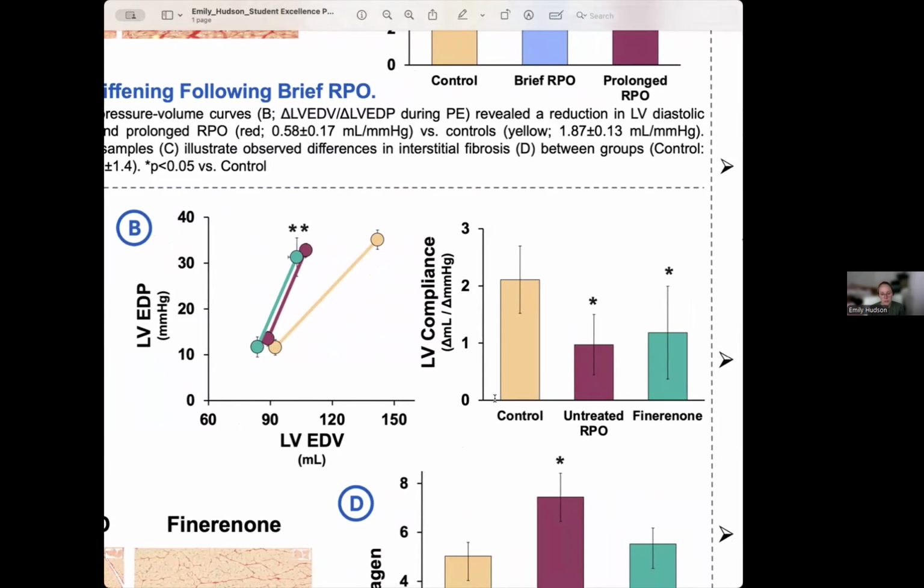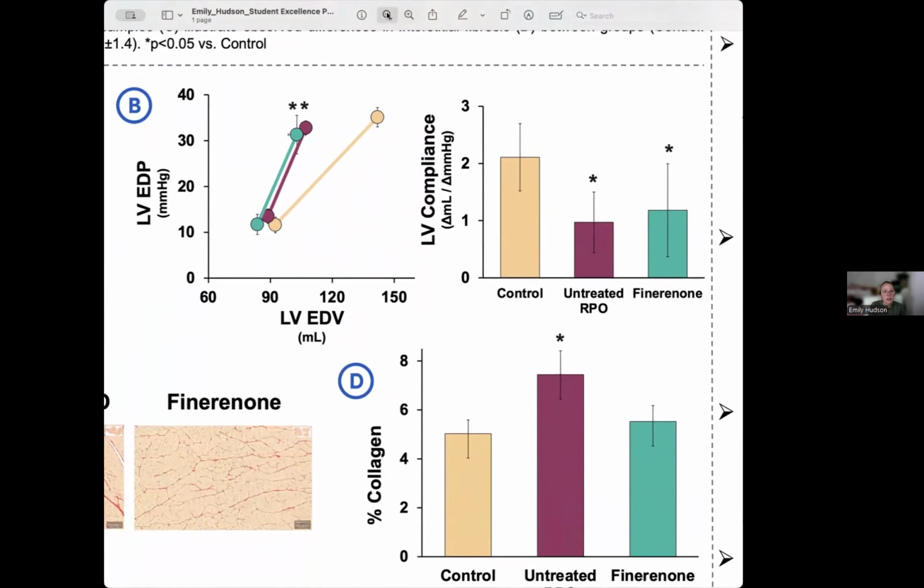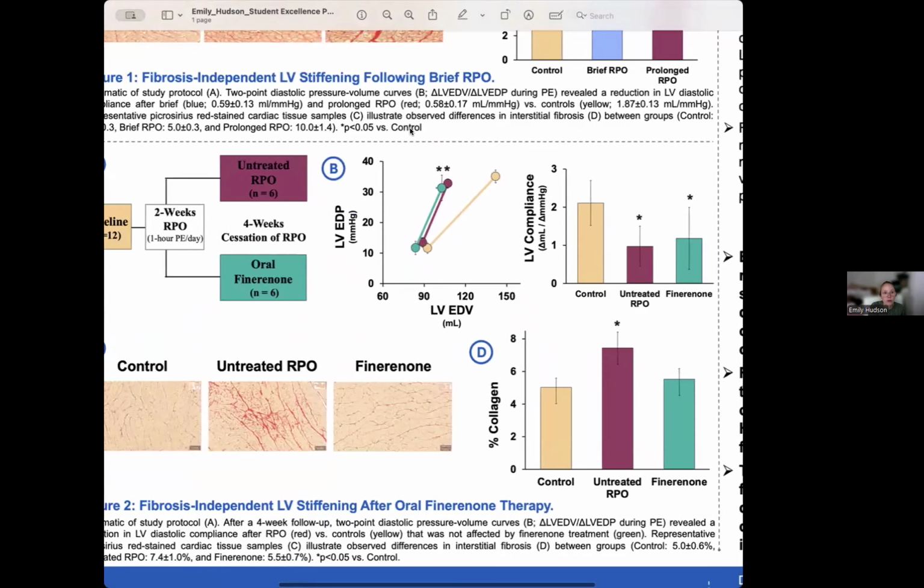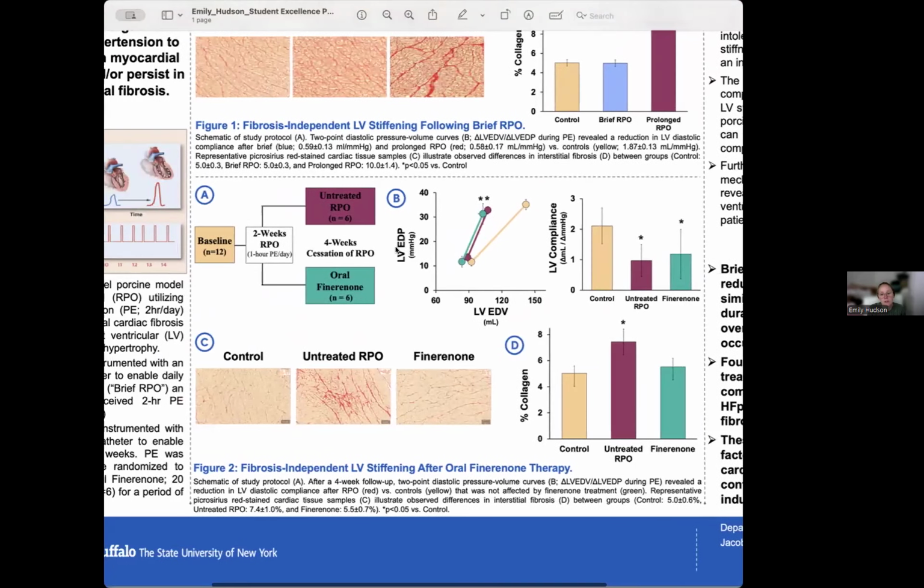And then again, looking at fibrosis analysis through the picrosirius red staining, we see that the untreated animals have a large amount of fibrosis, but we were able to effectively reduce fibrosis in the finerenone group. So this is the first time that we were able to prove that we can A, reverse fibrosis, but B, reversing fibrosis does not positively impact our compliance. So despite this reduction in fibrosis, our heart chamber is still stiff.